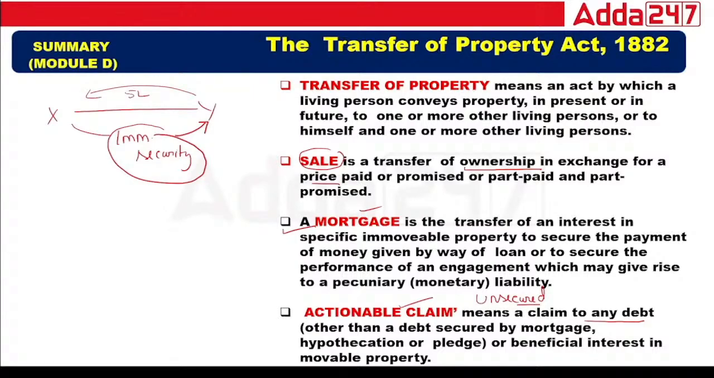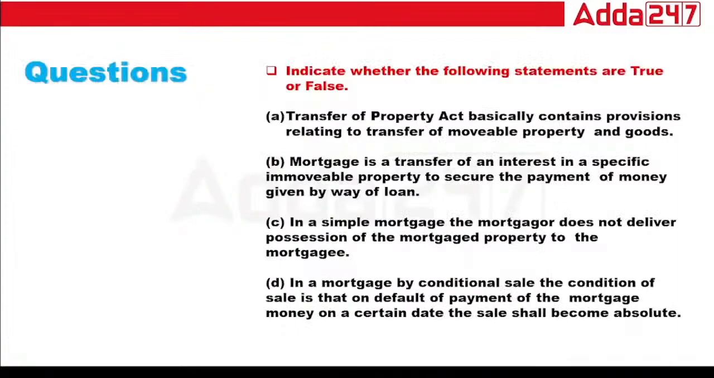That is much important. The claim other than the debt secured by mortgage, hypothecation, pledge. We know that in the mortgage, in pledge and in hypothecation, we just give the security, right? So actionable claim will not apply in these. Actionable claim will apply only in the unsecured debt. So this is the basic feature of transfer of property. Now let's do the question.